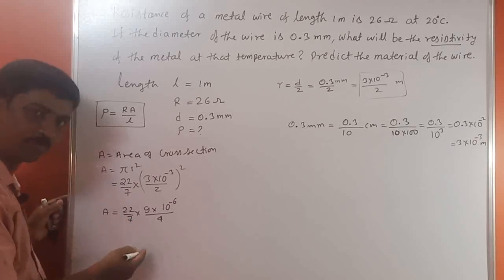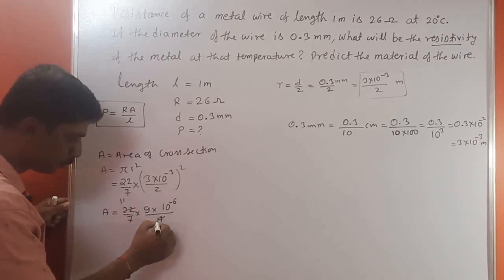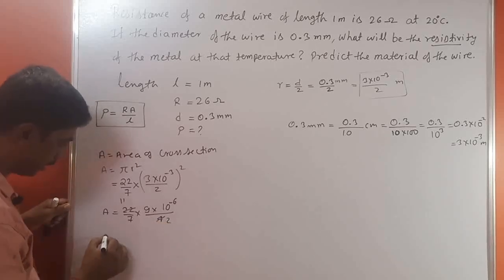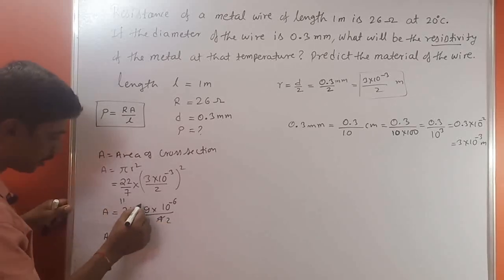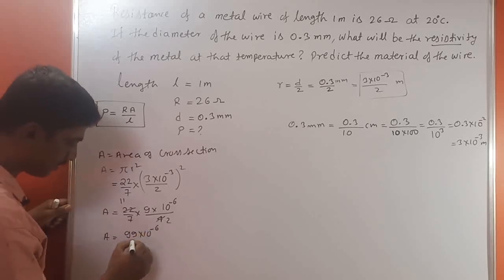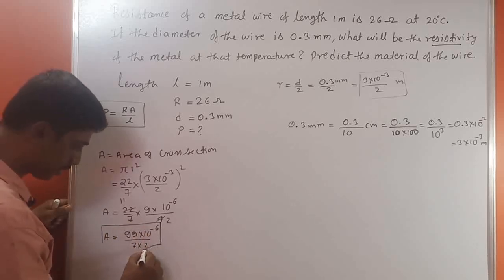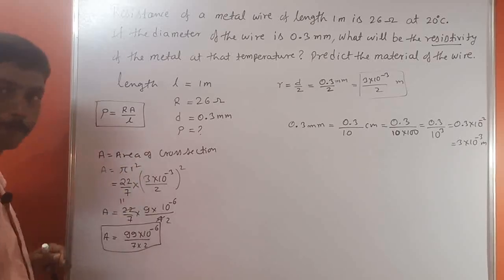If you wish to simplify further, you can simplify 2 elevens are 22, 2 twos are 4. Then I get here area of cross section 11 into 9, 99 into 10 to the power of minus 6 by 7 into 2. So this is the area of cross section I'm going to use in this formula.